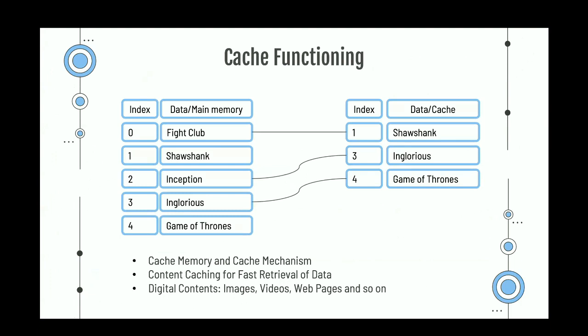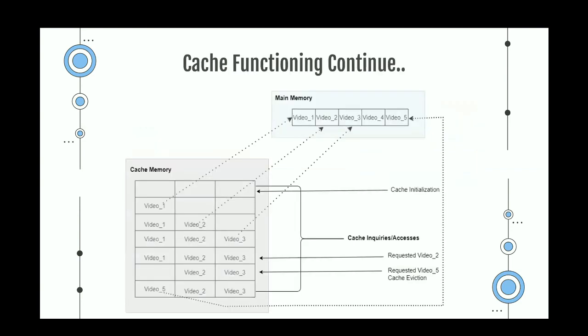The cache memory is a limited memory, like a small memory, which keeps the data which are frequently accessed. It is used for fast retrieval of data. It can be used in our computer, or it can be used on a server, and so on. So here, let's understand a little bit about cache functioning with a rough diagram.